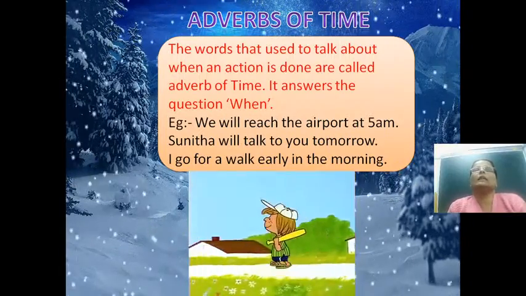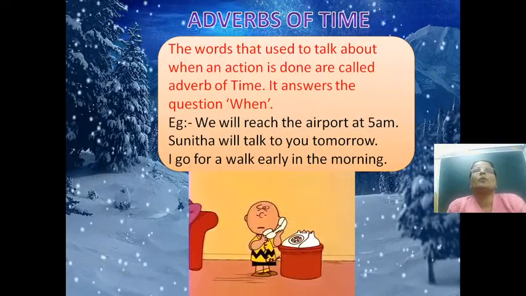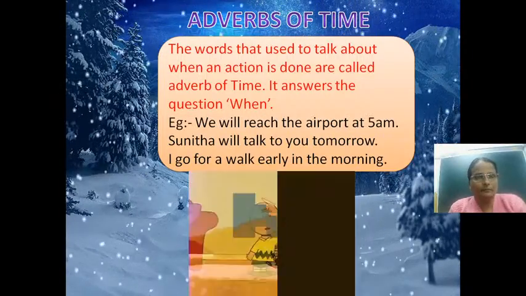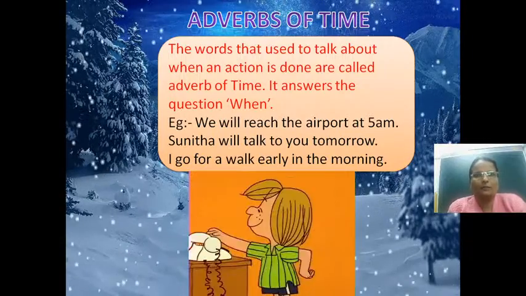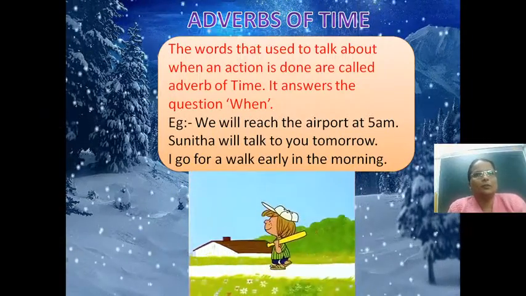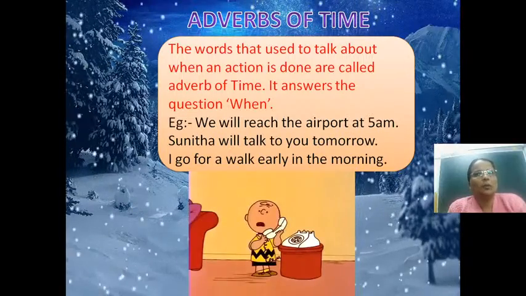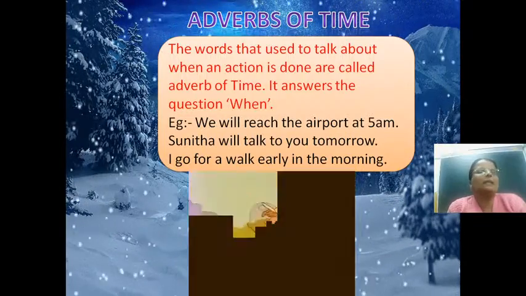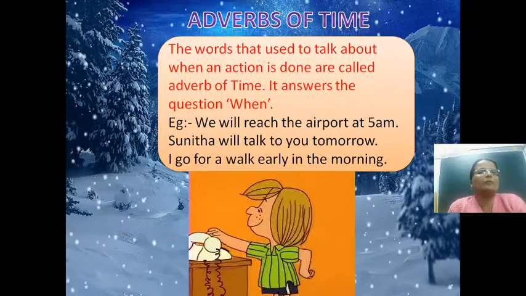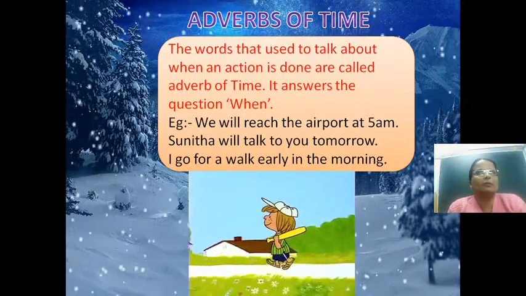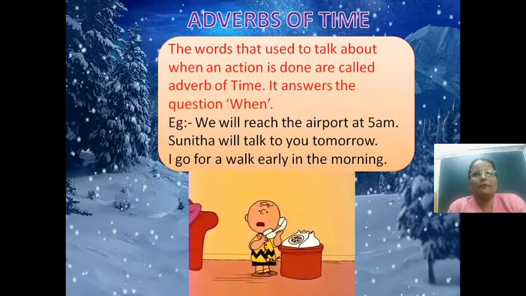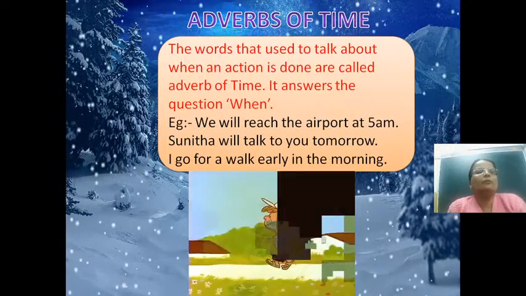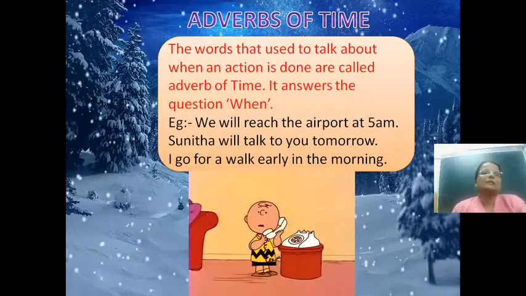I go for a walk early in the morning. When do I go for a walk? You know, the answer is early in the morning. So, the answers which we got by asking the question when to the sentences are the adverb of time which is given in that particular sentence. For example, 5 a.m., tomorrow, early in the morning are adverb of time which are given in these particular sentences.